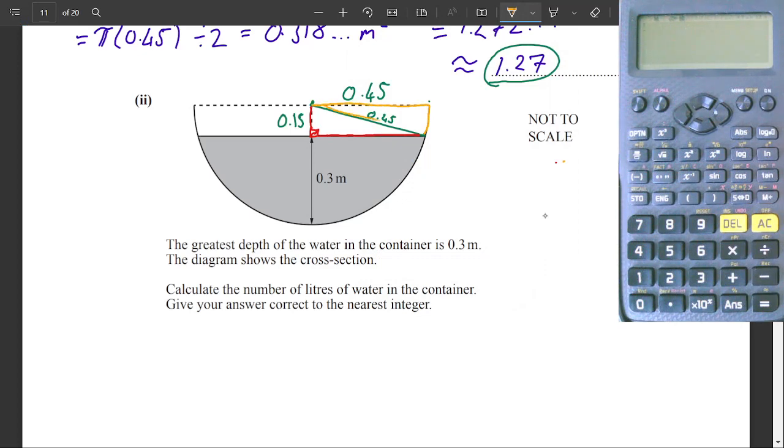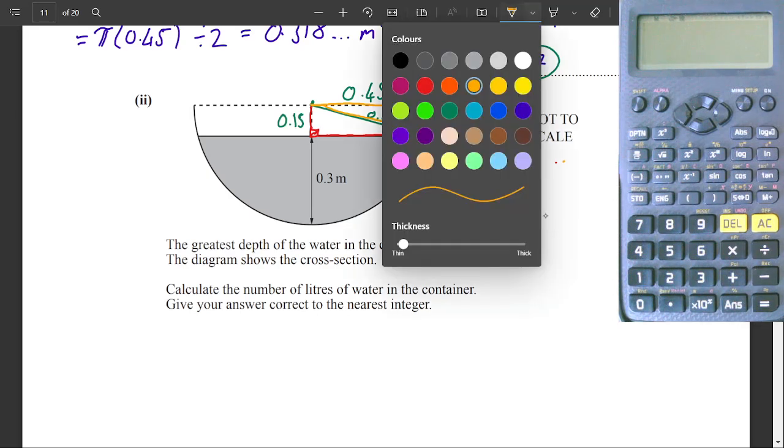See that? And I know how to work out the area of a right angle triangle, and I know how to work out the area of a sector. We just need to gather all the information we could possibly gather. So let's start with that right angle triangle.